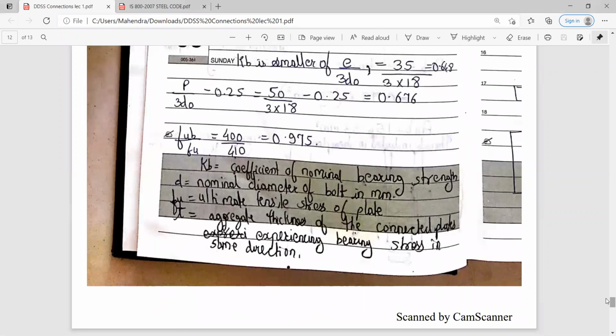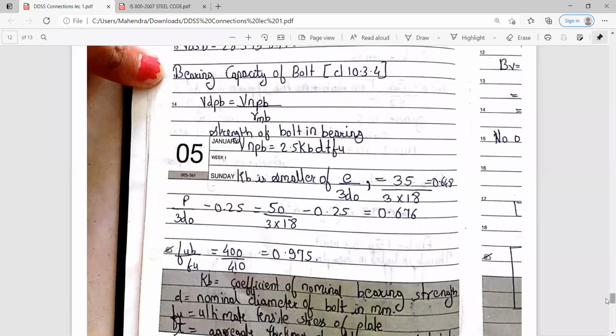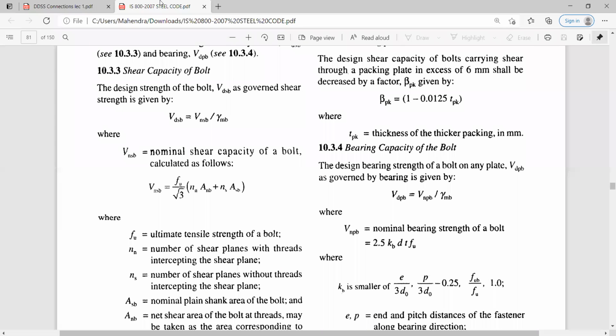That is the bearing capacity of the bolt. So for the bearing capacity of the bolt, again you need to refer to the IS code, that is clause number 10.3.4. So see clause number 10.3.4, that is the bearing capacity of the bolt. देखो यहाँ पे again you have the formula for VDPB. So VDPB के लिए आपके पास में formula है VNPB upon gamma MB. Now VNPB is nothing but the nominal bearing strength of the bolt. Again you have the formula that is 2.5 kb into d into t into fu.